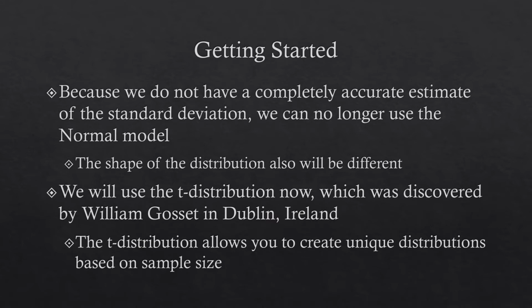One of the most significant differences between inferences for proportions in last unit and what we're going to be doing now for inferences for means is that we're no longer going to use the normal model. Because we don't actually have an accurate estimate of what the population standard deviation is, we can no longer use the normal model. And what we're going to see is that the shape of our new distribution, which is going to be called the t-distribution, actually changes based on what are called degrees of freedom, and degrees of freedom are directly related to your sample size.